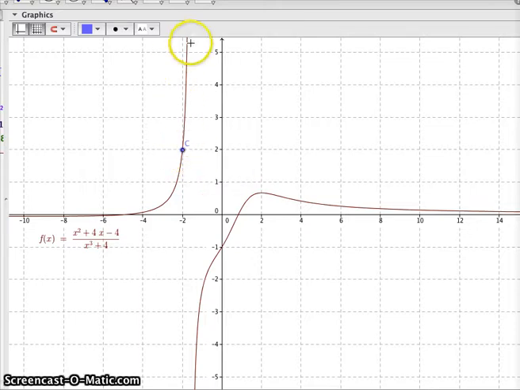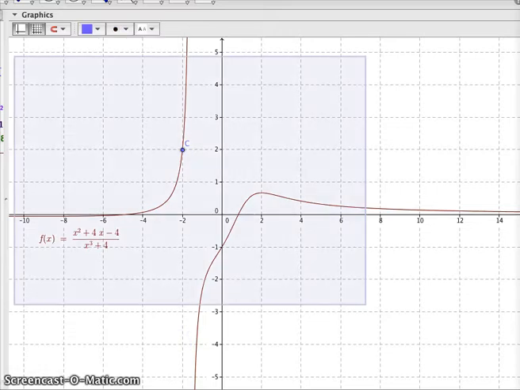And as we can see, we still have our vertical asymptote here, which you can figure out is the cube root of negative 4, because the denominator cannot be 0. So that is our first case.